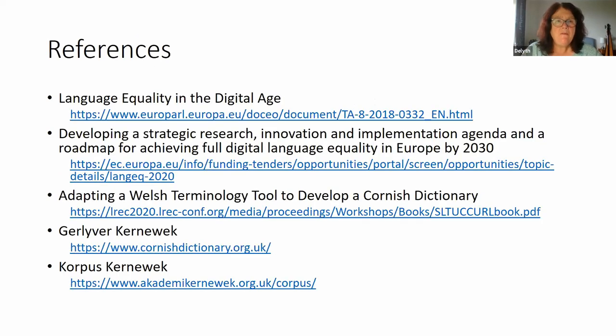So I leave you with the references. Some of the things I've talked about, they have websites. That's the parliamentary resolution, really important, I think, and the call that's gone out subsequently. And then we did present a paper earlier this year at LREC, which you can read to find out more about the background to developing the dictionary especially. And then the Gernlover Kernewek and the Corpus Kernewek themselves. So there we have it. I leave you there.